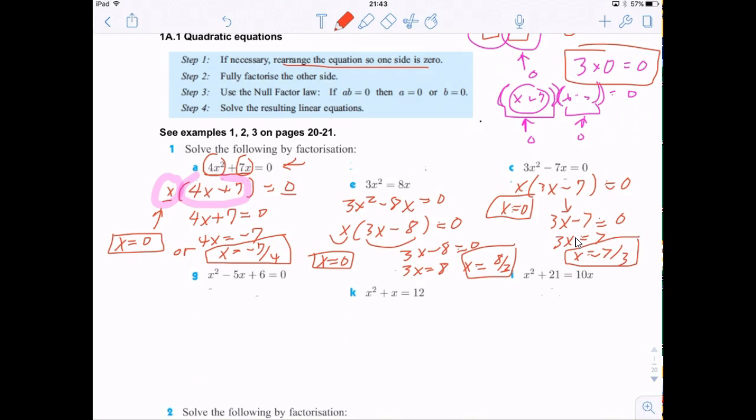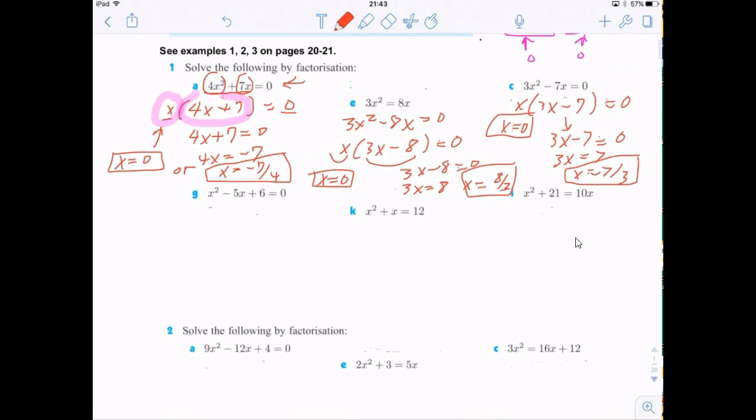Okay? Alright, let's move down to G. Oh, this is a little bit harder. We can't just factor out an x of this, right? Because we can't factor an x out of a 6. So what we're going to do now is use factoring, which you learned maybe a couple of years ago or last year.